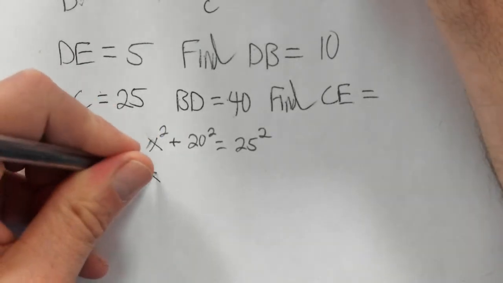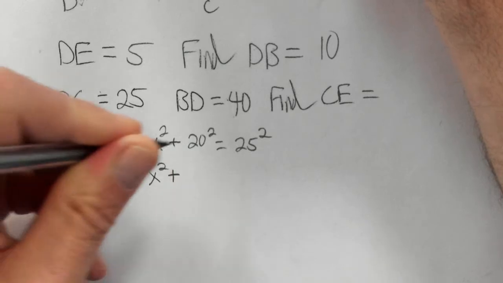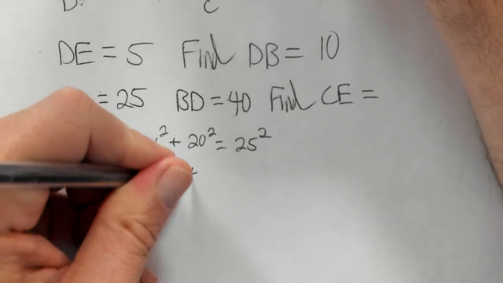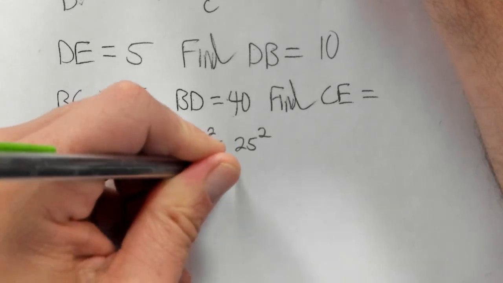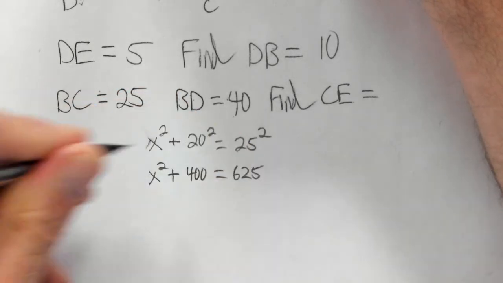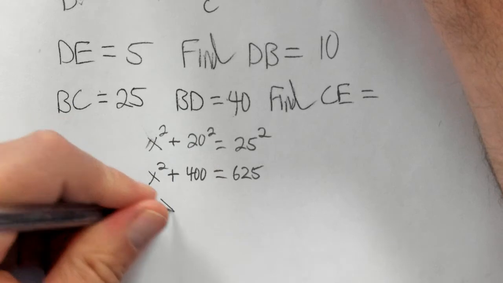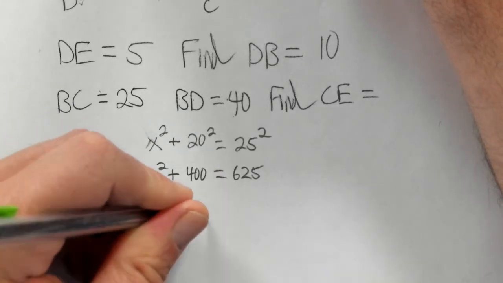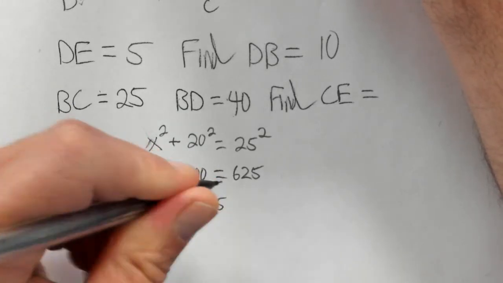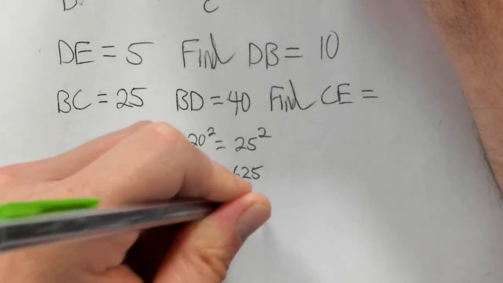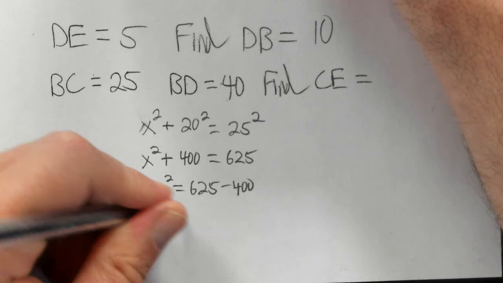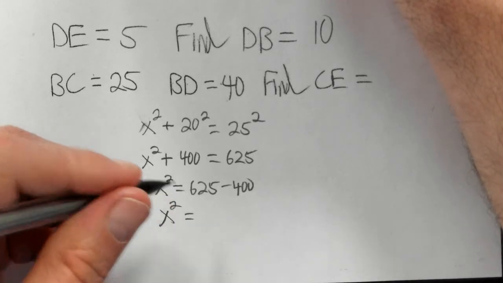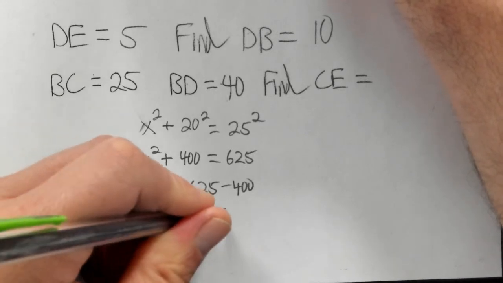It'll be x squared. I can go ahead and square 20 and get 400. I can go ahead and square 25 and get 625. Now to finish solving it, I'll move the 400 to the other side. We'll get x squared is equal to 625 minus 400. Whenever it goes across, it's got to change signs. So now we're left with x squared is equal to, when I subtract that, 225.